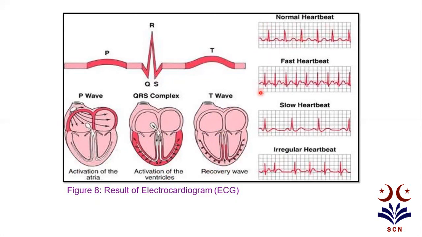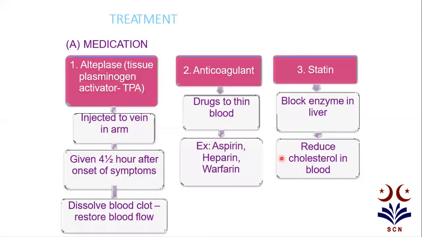Normal heart rate, and this is fast heart rate, right? Heartbeat, and this is the tachycardia. This is bradycardia, slow heart rate. An irregular heartbeat is dangerous. It could be a flutter, then could be a ventricular fibrillation ultimately, and could be very fatal.